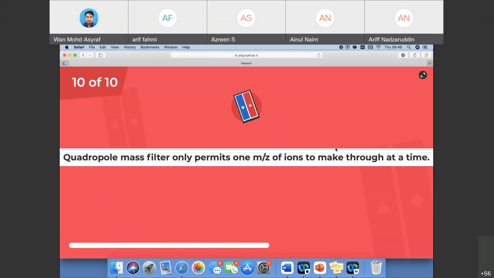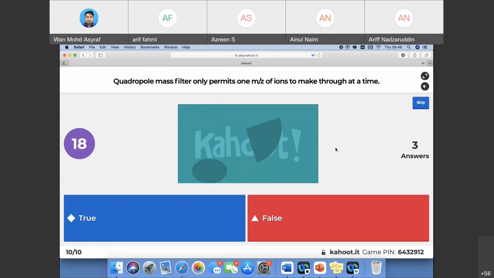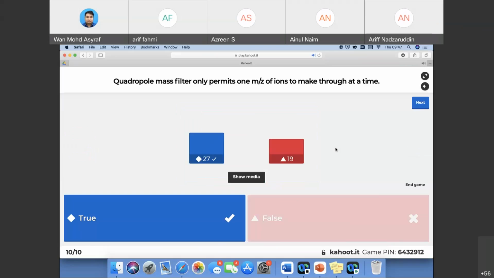Last question. Quadrupole mass filter only permits one mass of ions to make it through at a time. Is it true? Okay, it's true. Only one mass of ions makes it through at a time.